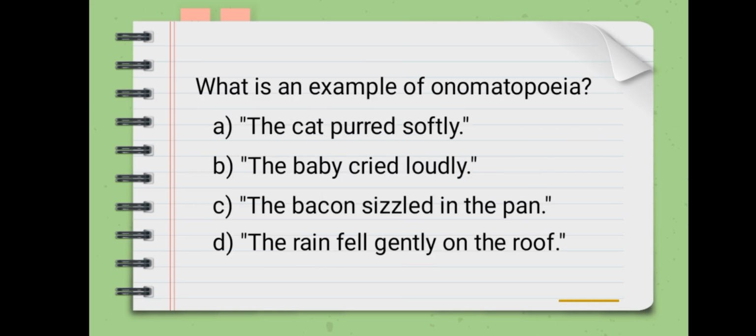I have here again an example question of onomatopoeia. What is an example of onomatopoeia here? The correct answer is letter C. The bacon sizzled in the pan.